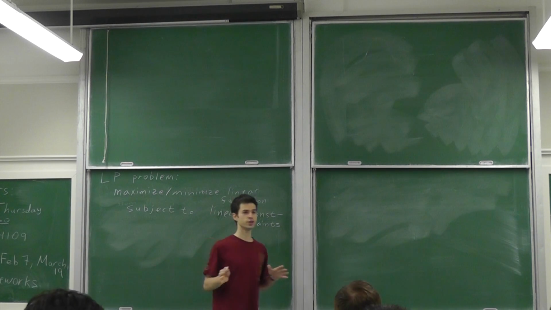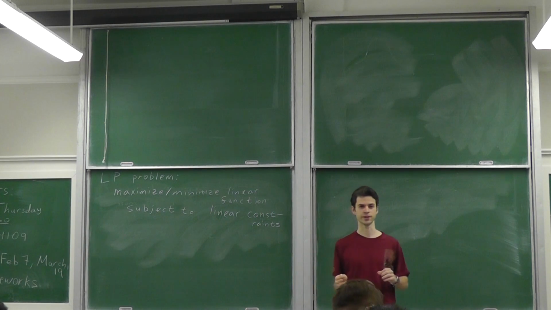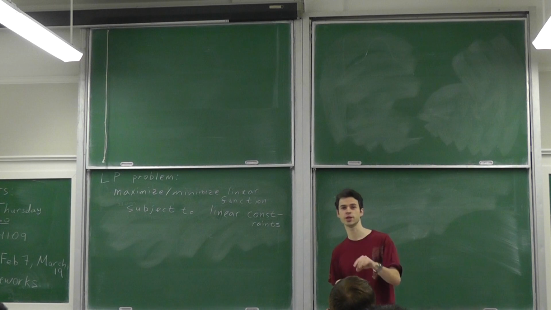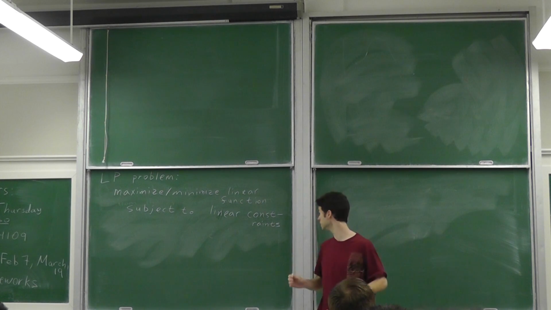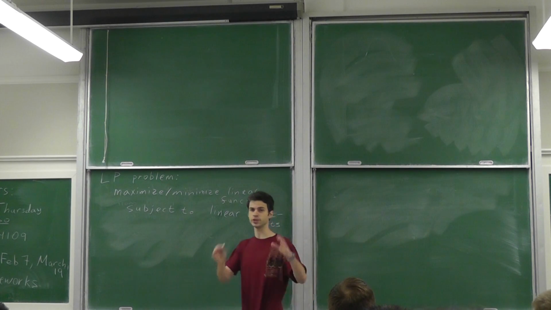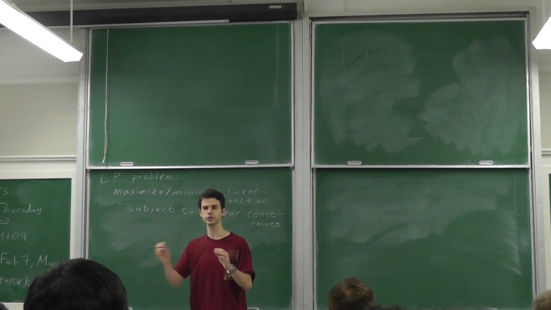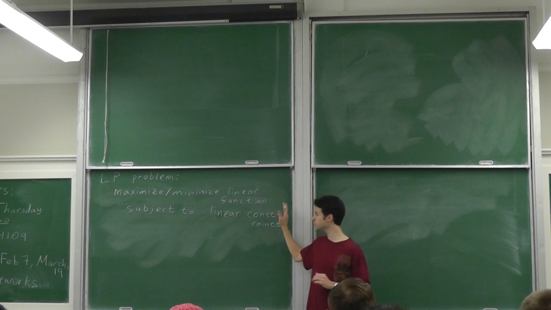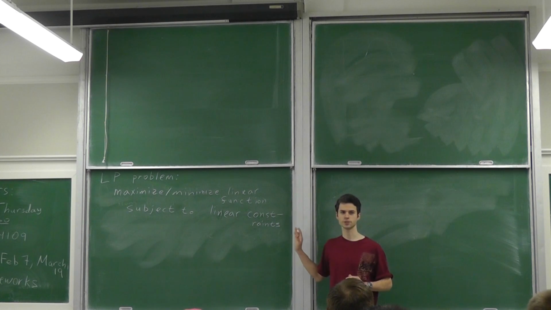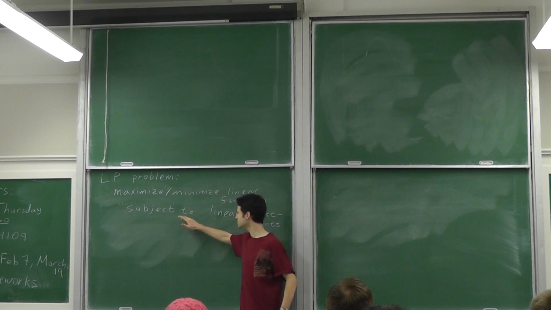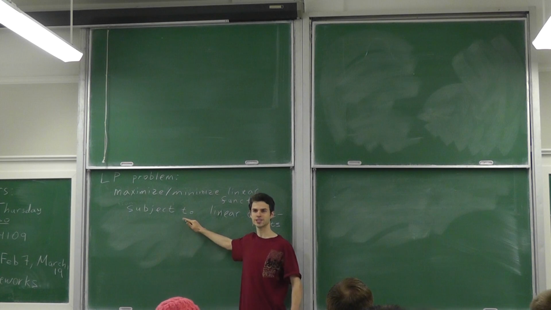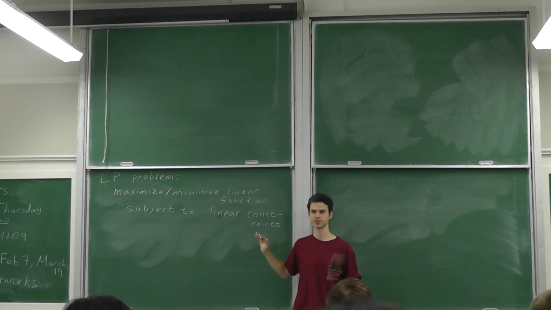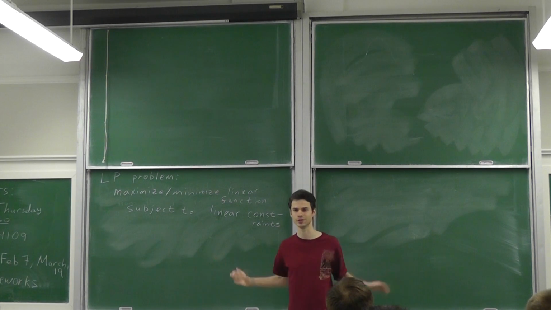If you recall, a linear function is something like a number times a variable plus a number times another variable and so on. A linear constraint is when a linear function is either equal to a number, smaller than a number, or bigger than a number. Also, to be completely precise, subject to finitely many linear constraints. You don't want infinitely many of those.